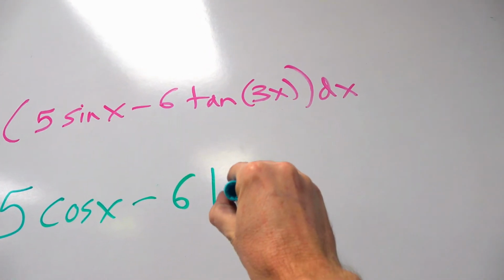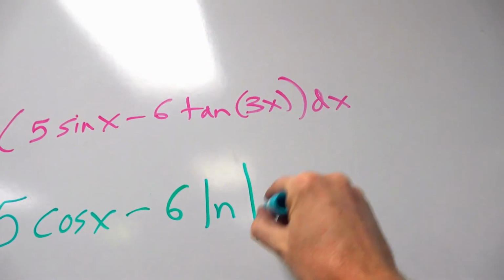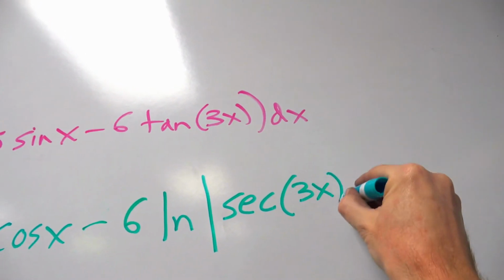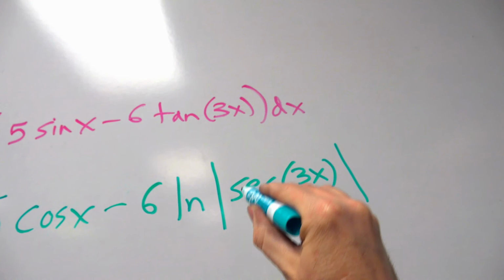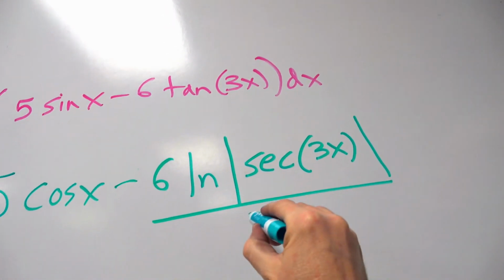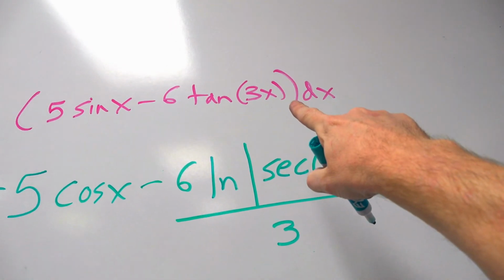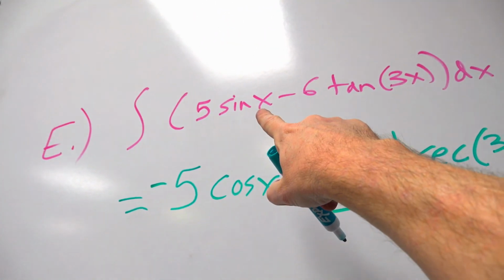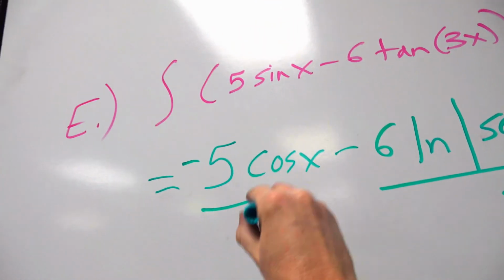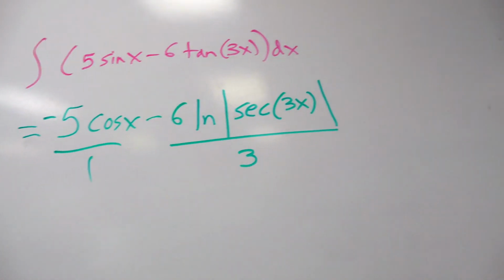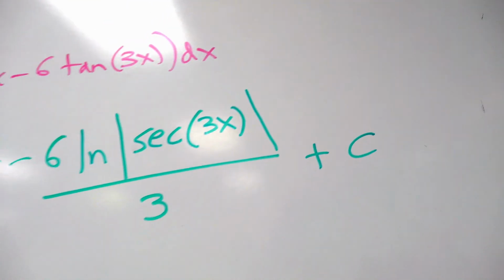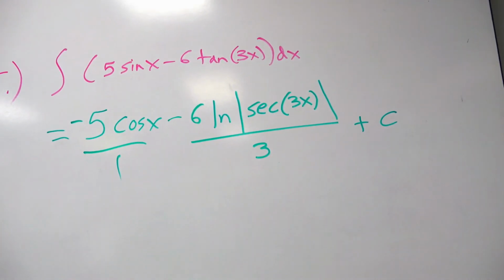It is natural log of absolute value of secant of 3x. Natural log, absolute value, secant of whatever the base is. Now don't forget to divide by the chain rule 3 from the 3x. And over here I didn't mention it because the derivative of x, or chain rule of x, is 1. So this is over 1, but you don't need to put it, right? Okay, and then of course, put the obligatory plus c at the very end, and now you've got an integration.